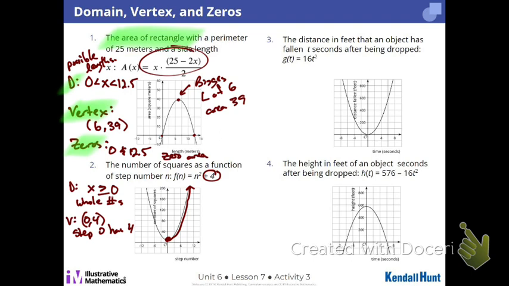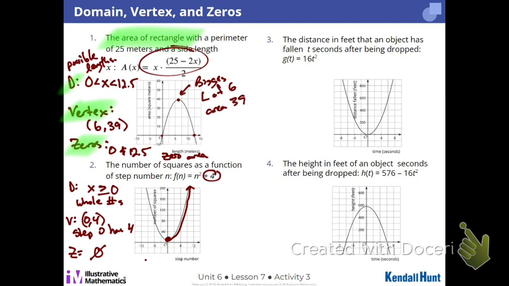And last, we have zeros. Where's this one cross the x-axis? Never. There's no zeros. This one will not cross the x-axis. There'll never be 0. Cool. Let's go to number 3. Number 3 is the distance an object has fallen.